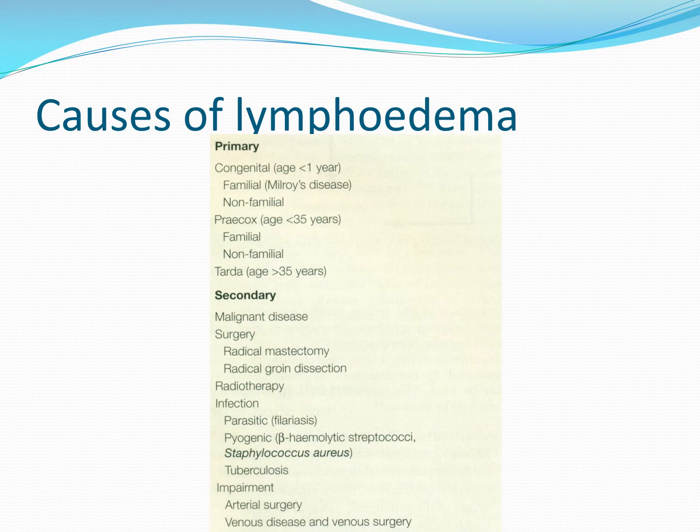Impairment of lymphatics can occur as a result of arterial injury. You know, lymphatics are very closely associated with your neurovascular bundle. So when you dissect an artery, invariably you will damage some lymphatics, and that might result in lymphedema. Venous disease and venous surgery, especially varicose veins. When you strip varicose veins along the saphenous vein in the thigh, invariably you destroy some of the lymphatics. That might result in chronic edema later.